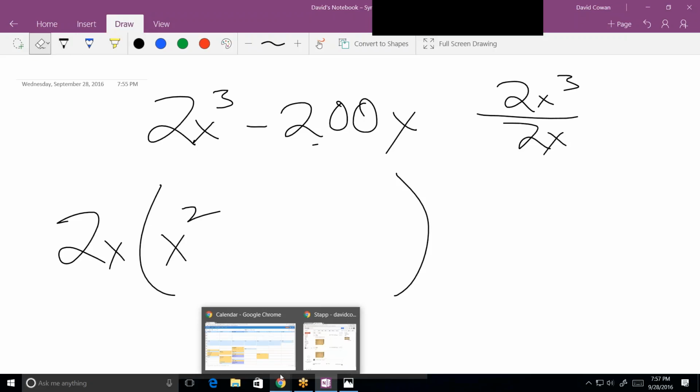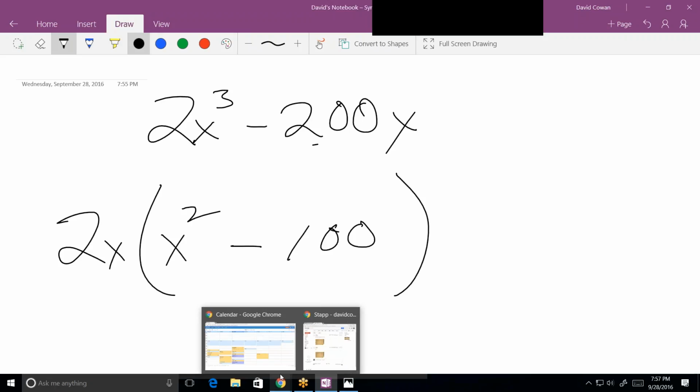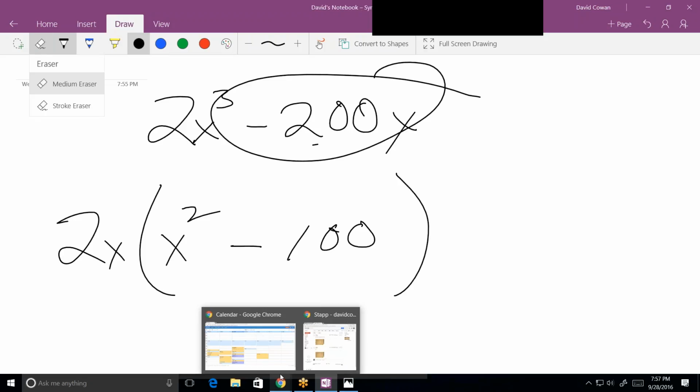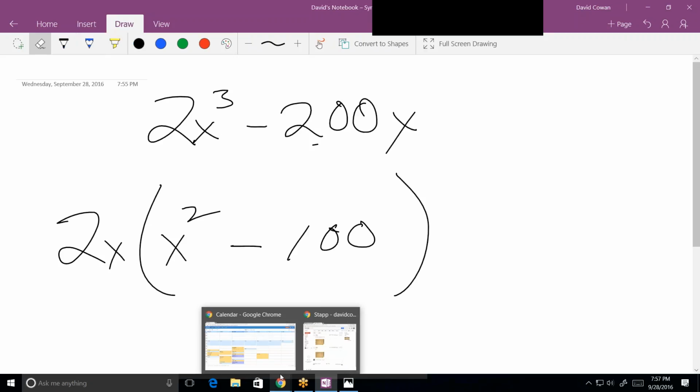And then it'd be minus 100. Well, it just saves on mistakes. Yeah, exactly. Minus 100. And now multiply 2x times 100, and you get that. So now we know we've done it correctly.